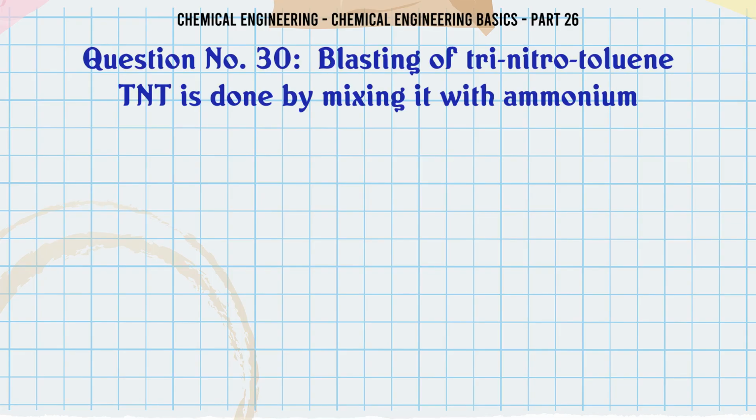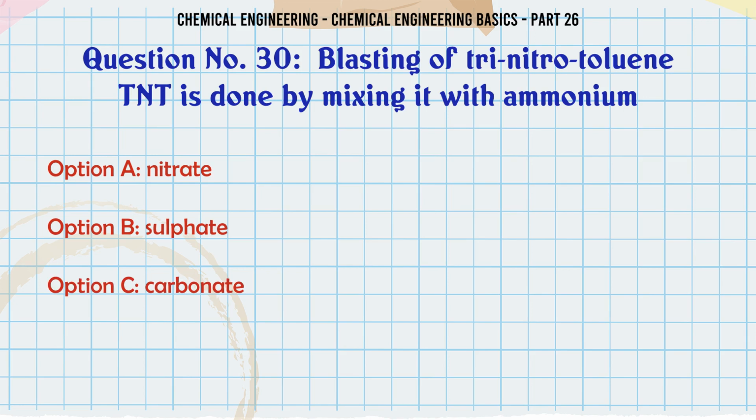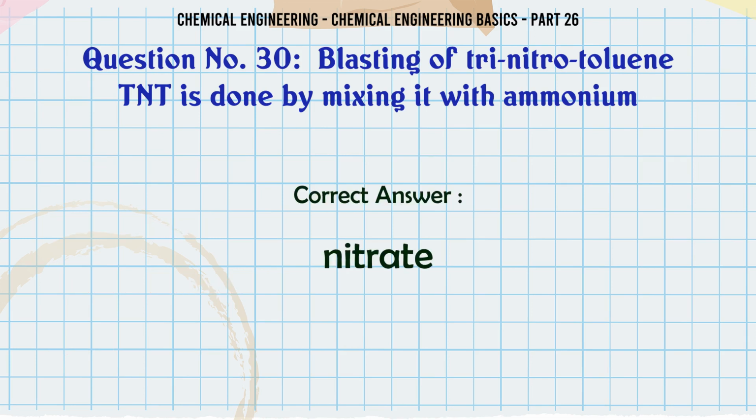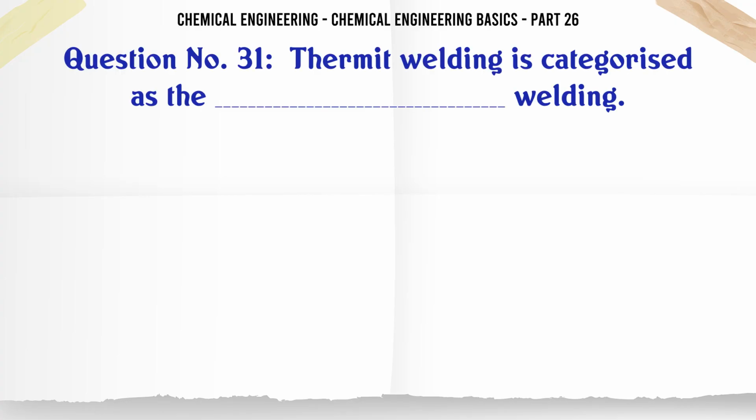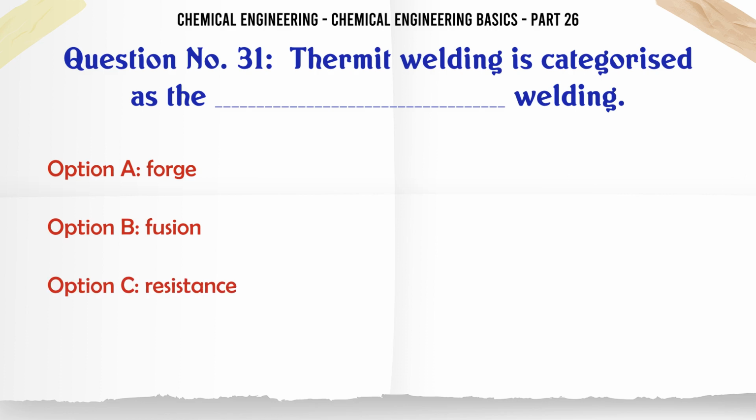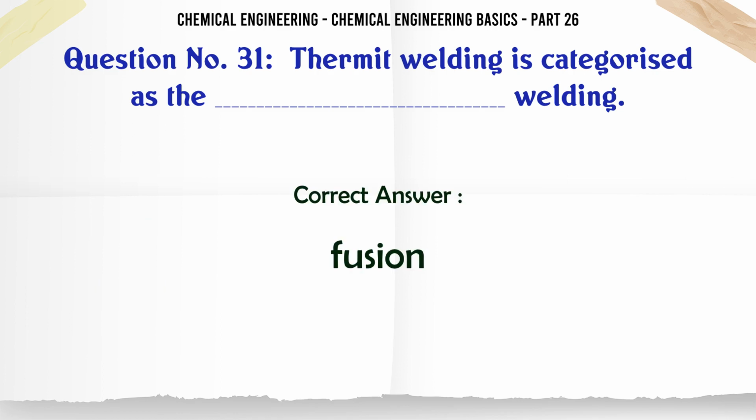Blasting of trinitrotoluene, TNT, is done by mixing it with ammonium A. Nitrate. B. Sulfate. C. Carbonate. D. Chloride. The correct answer is nitrate. Thermite welding is categorized as the welding. A. Forge. B. Fusion. C. Resistance. D. Arc. The correct answer is fusion.